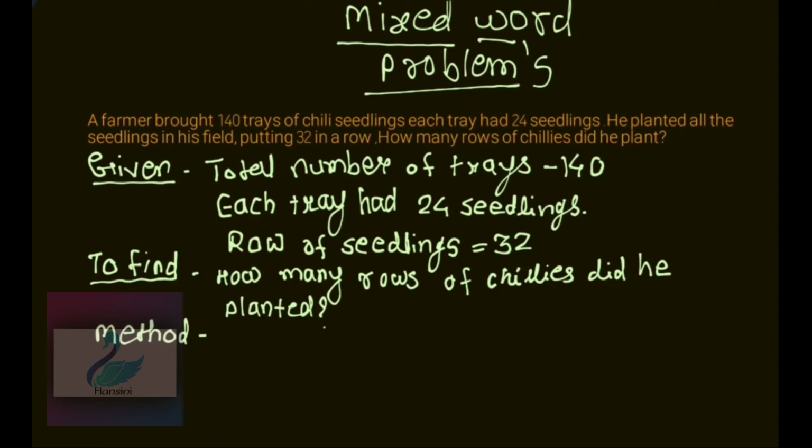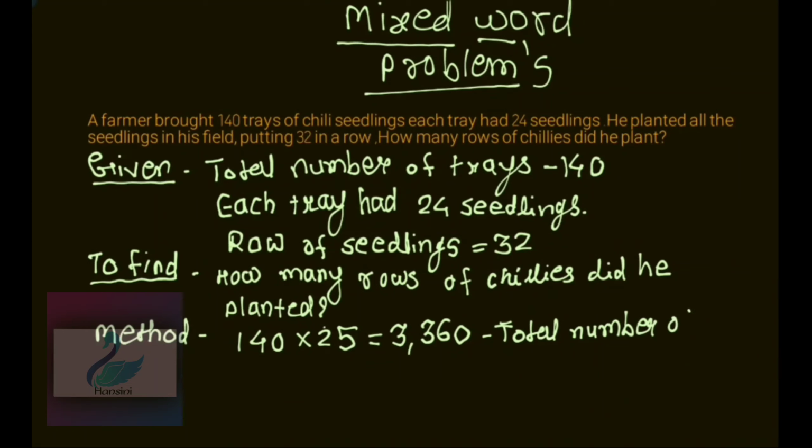Now we will write the method to solve this sum. Now read the question or the given carefully. Total number of trays were 140. Each tray, that is one tray, had 24 seedlings. So now we have to find how many seedlings the total 140 trays had. So first we will multiply 140 multiplied by 24. You have to do this calculation in the rough work. We get the answer as 3360. So these are the total number of seedlings in 140 trays.